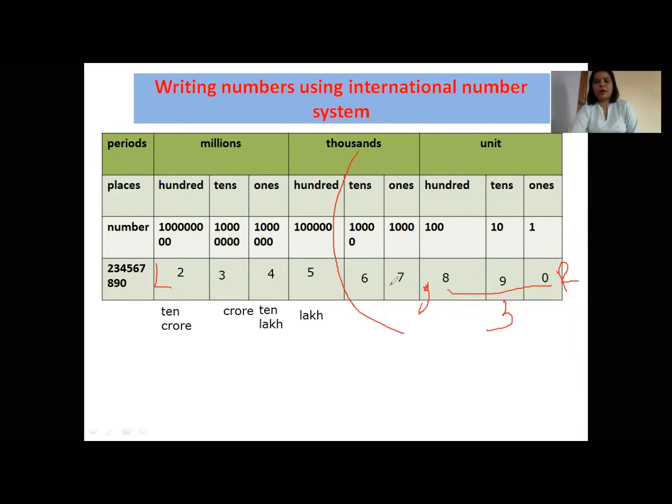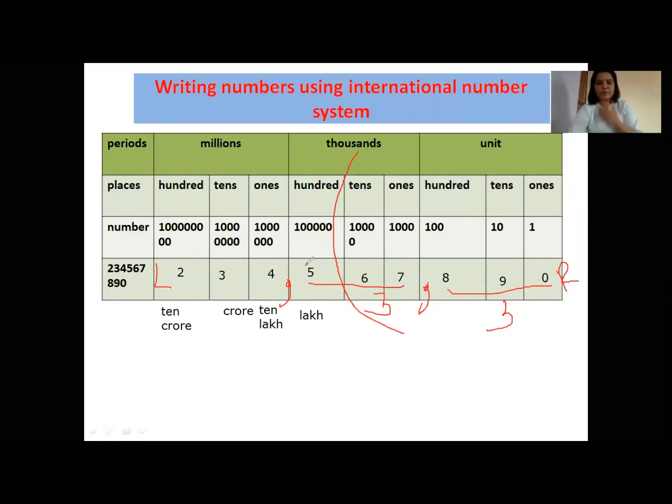Then we place a comma after every 3 digits from the right. So in the international system, we count the number from right to left. We count the first 3 digits from the right, and we place a comma. After that, we place a comma after every 3 digits.